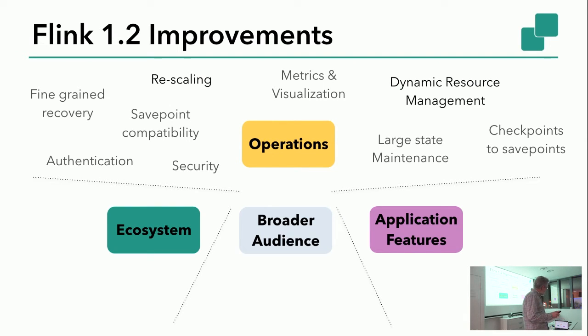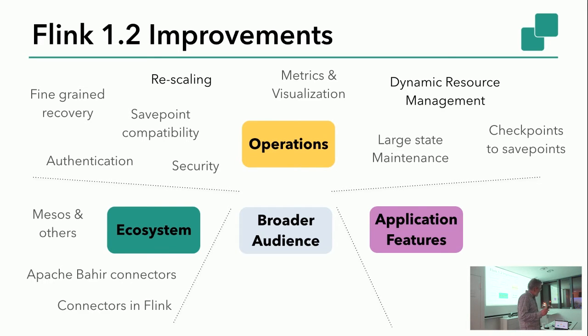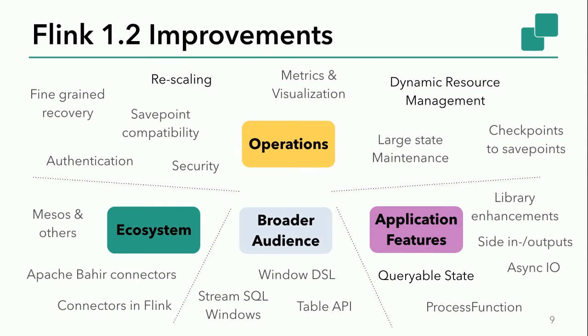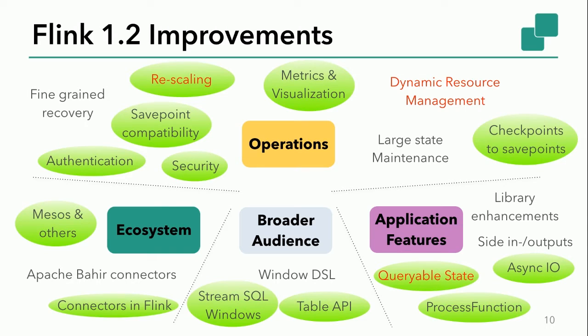So here's what we were considering for operations, quite a few things. Ecosystem, we were hearing a lot about adding Mesos support, broader audience, and application features. And here's what we ended up doing. So the ones in green are the ones that were executed on and delivered in Flink 1.2. And the ones in red, oh, it doesn't look green on there. It looks green on here. And the ones in red are the ones I'm going to talk about in some depth today.